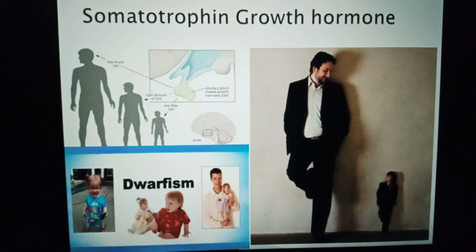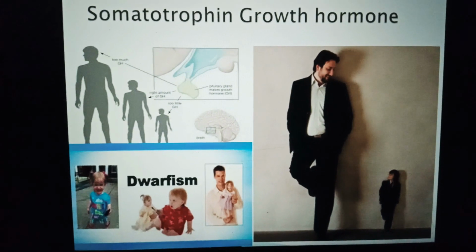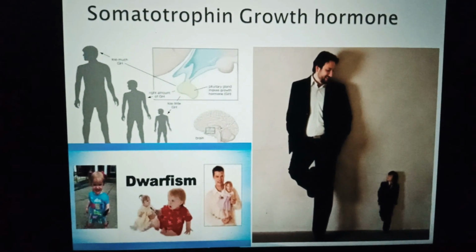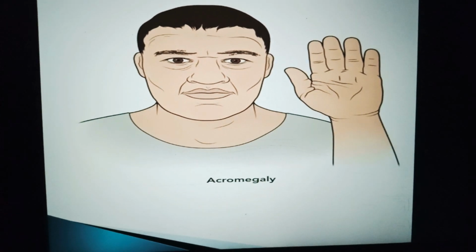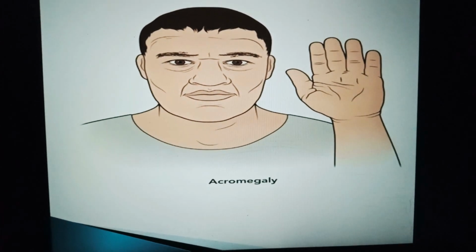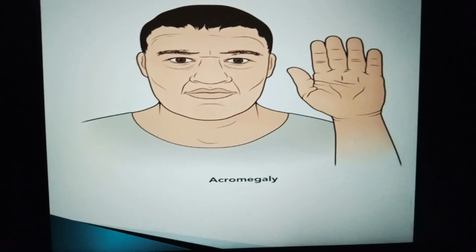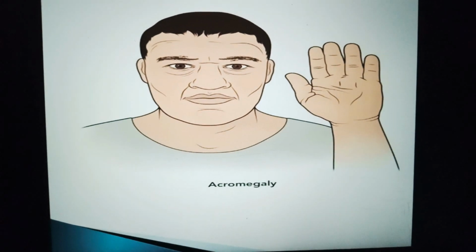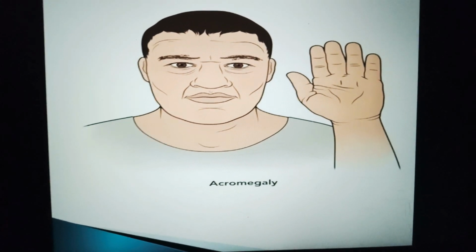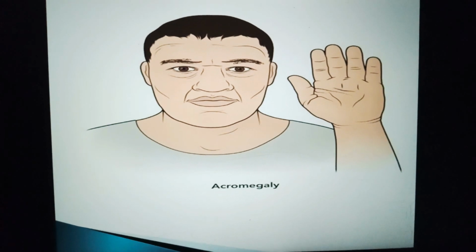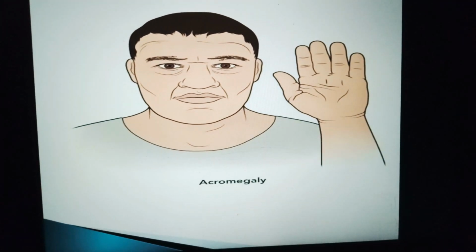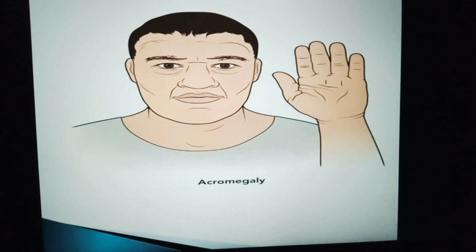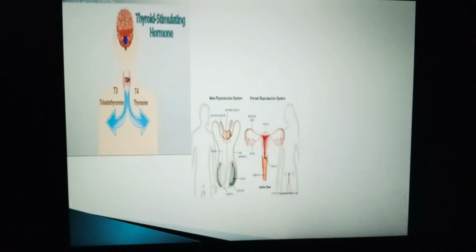If somatotropin is excessively produced after the growing age, internal organs and body extremities alone grow large. This condition is called acromegaly. Such persons will have large hands, feet, and jawbones. And the jawbones are located inside the mouth.